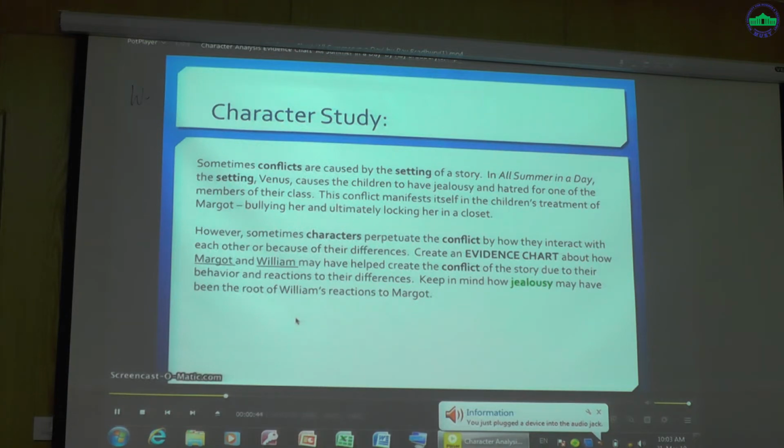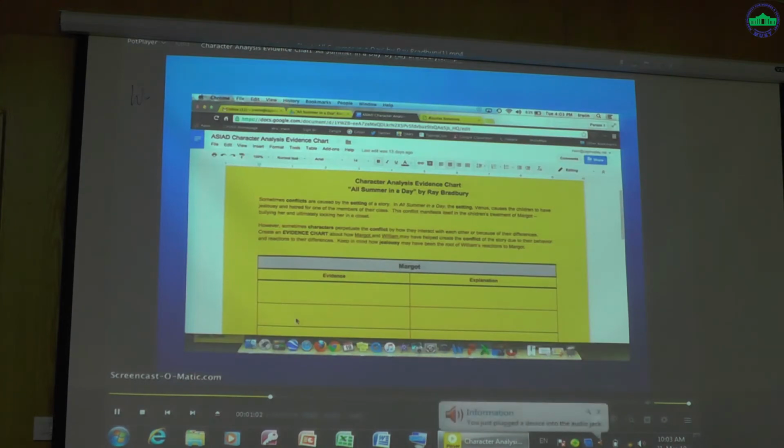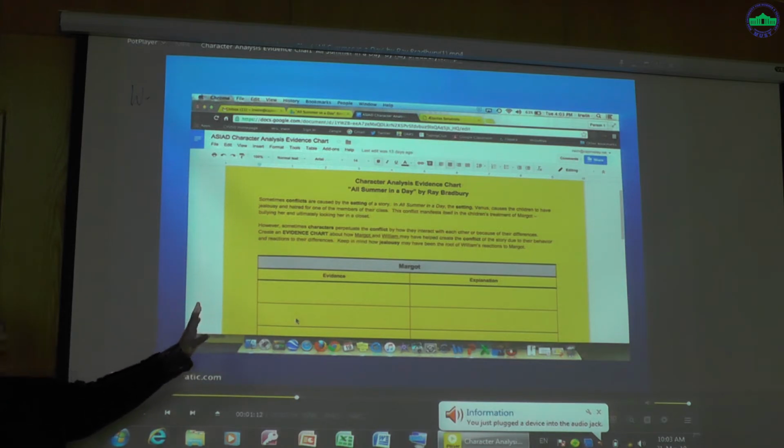To sketch a character, you have to refer to the setting, because setting creates a mood, an atmosphere that dominates the whole story. In a few minutes, you will be working on an assignment. Look at the chart. It's called character analysis evidence chart. We have Margot. Evidence and explanation.